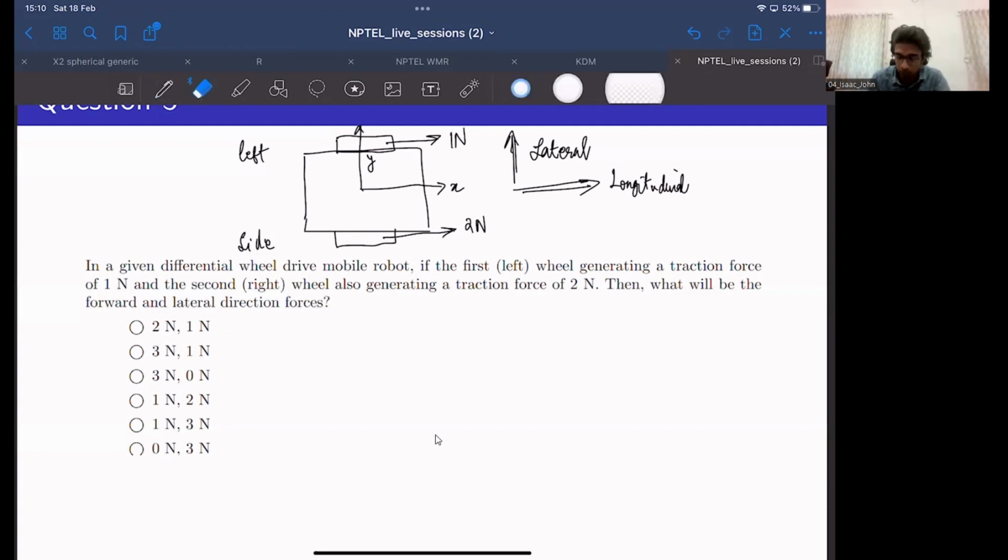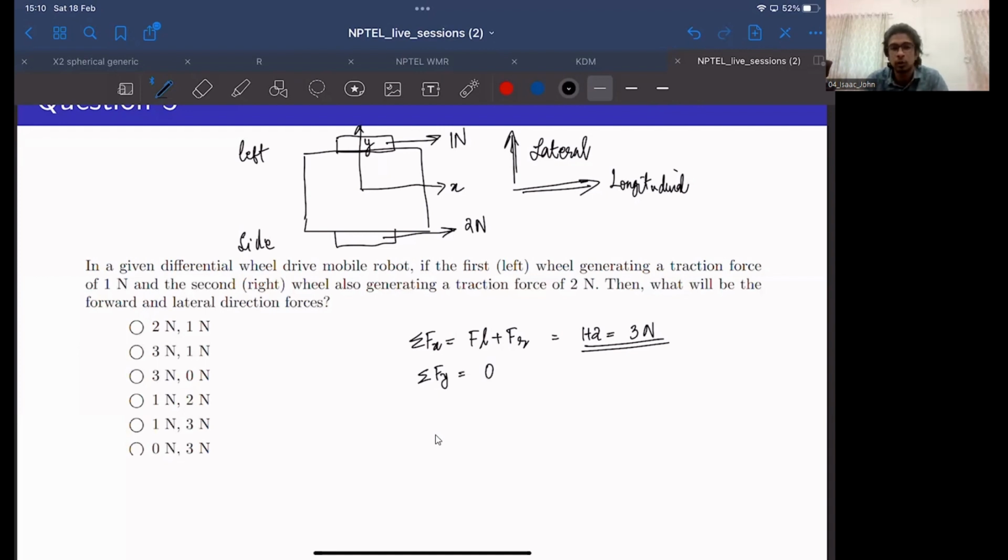So how to do that? If you simply do the balancing of forces, the force along this x-axis, sigma Fx, would be the sum of the force on the left wheel and the force on the right wheel. As per the question, the forces acting on the x-axis would be 1 plus 2, which is 3 newtons. And if you use the force balance on the lateral direction, sigma Fy would be 0, because there are no components of forces acting along the lateral direction.